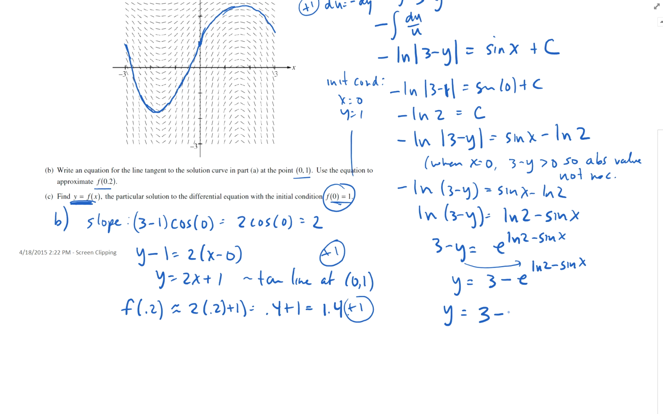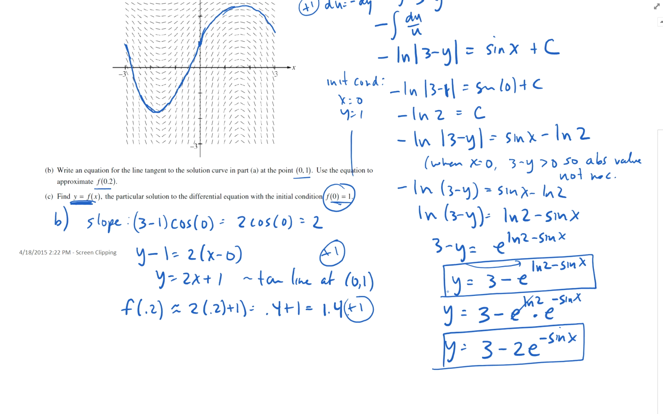This is 3 minus e to the natural log of 2 times e to the negative sine of x. And e to the natural log of 2, those cancel because they're inverses. So this is y equals 3 minus 2e to the minus sine of x. This is the most concise answer you have, but if you left it like that, I think you'd be fine.